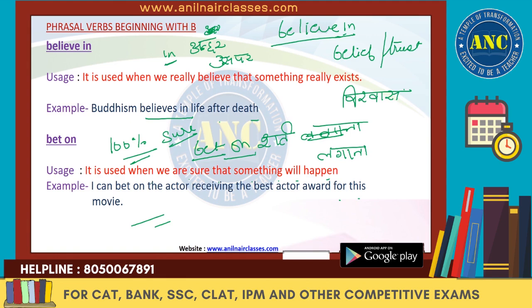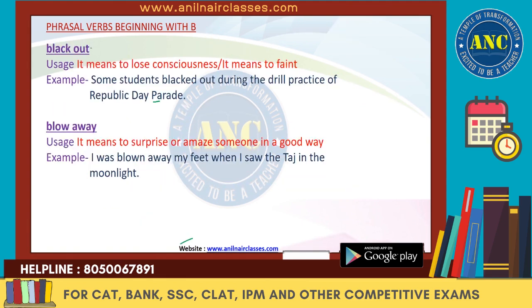You're 100% sure, right? So that is why you're betting on that. So blackout means what? See, now here you see black is there. So when you start seeing everything black, that is what is called a blackout. When you lose your consciousness, you're about to faint, your head starts swinging and everywhere you see black. That's why we call it a blackout.